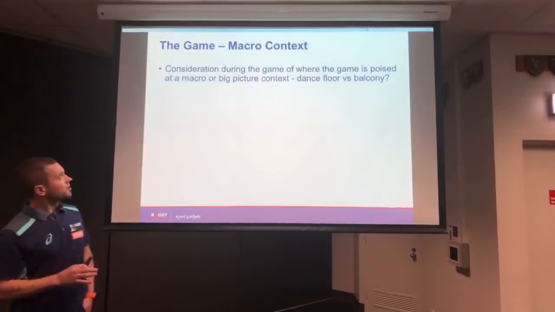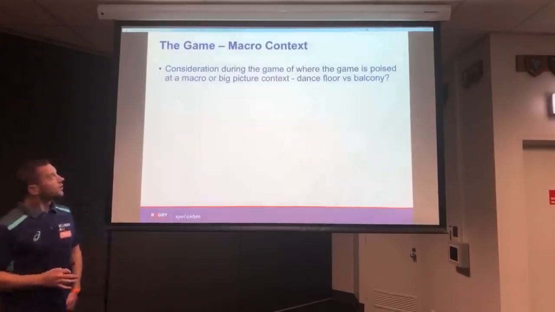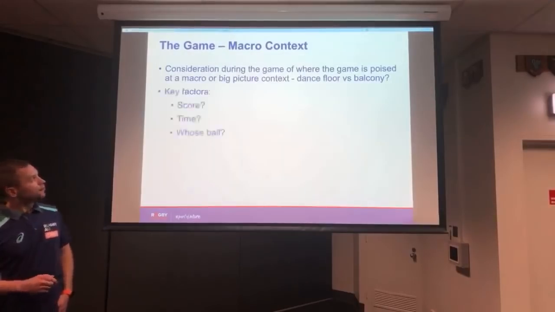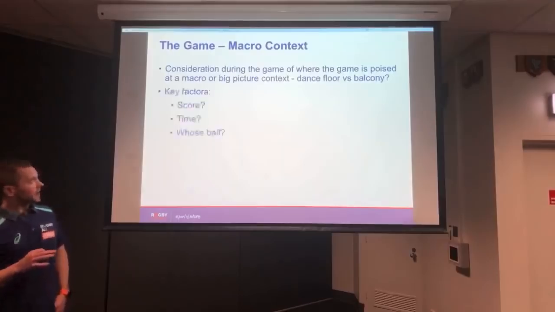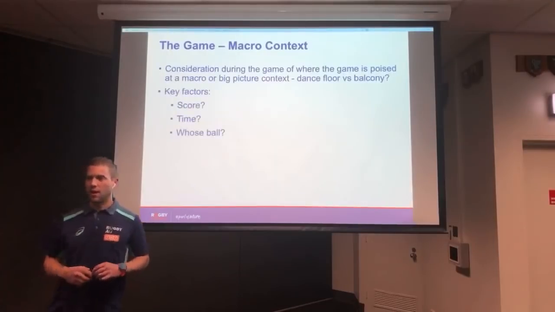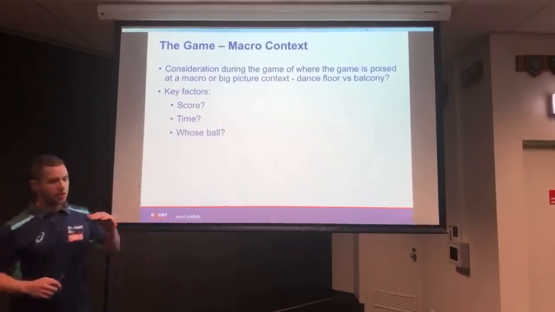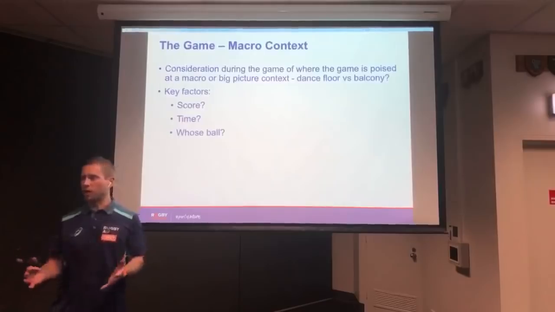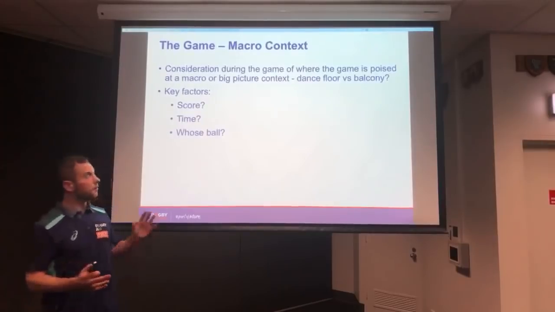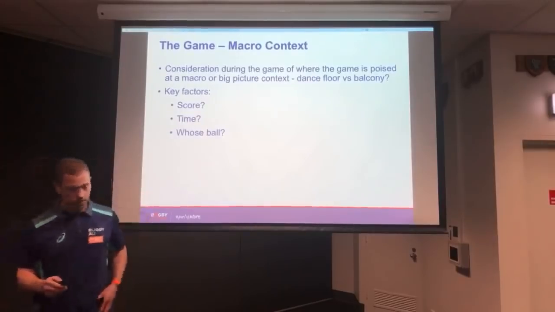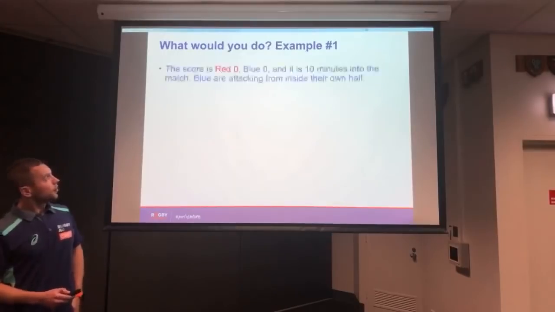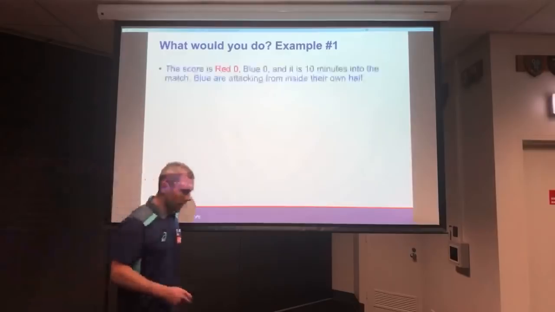So the macro context is about the consideration of the game and where it's poised. For me, there's a couple of key factors here. The score, the time, and whose ball. So for me, they're kind of three key components or three key elements that make up the macro context. So I've got a couple examples to run through here.